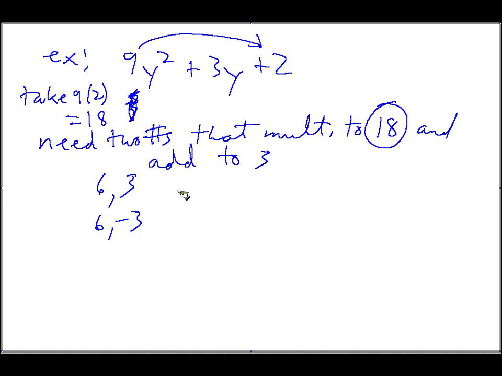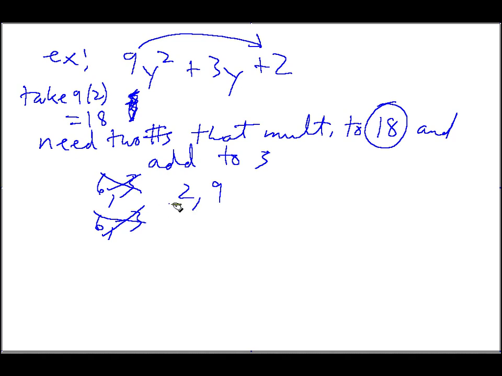So again, you try to satisfy the multiplication criteria first before you satisfy the addition criteria. So again, don't jump the gun and say 6 and negative 3 because that does not multiply to positive 18, all right? So therefore this is not going to work. And 6 and 3 again, that does multiply to 18, but it does not add to 3, so that's not going to work. How about 2 and 9?